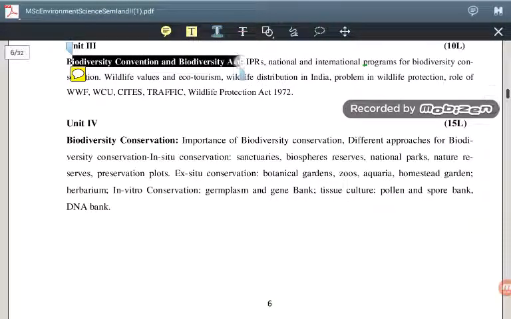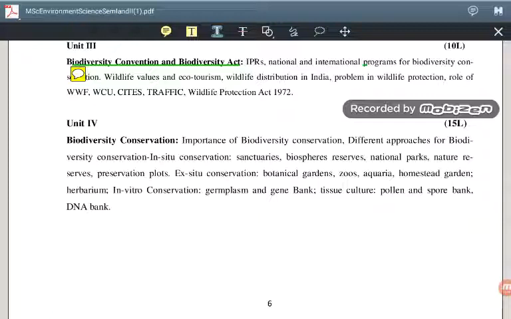So in this topic, that is biodiversity convention and biodiversity act, we must know certain acts related to biodiversity. It means certain rules and regulations related to biodiversity. Next, coming up to unit 4, that is biodiversity conservation.